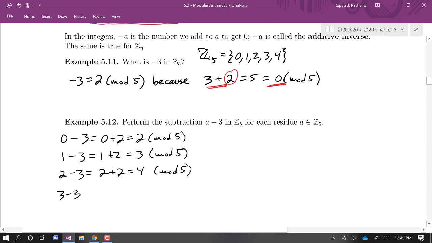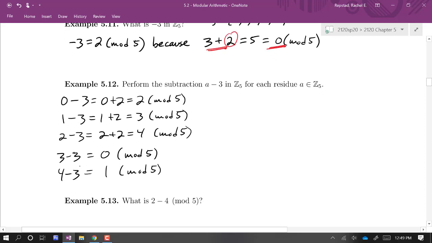3 minus 3, well, at this point, I don't know if it is all that helpful to rewrite it as addition because 3 minus 3 is just 0. It's easier to think of it that way. I don't have to go through the extra step. And 4 minus 3, again, I'm just going to keep that as subtraction. That makes it a little bit easier, is 1 mod 5. If you wanted to, you could write this as 4 plus 2, and that's 6, and 6 is equal to 1 mod 5. It's 1 more than a multiple of 5.